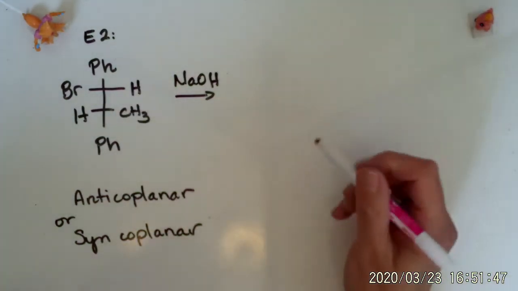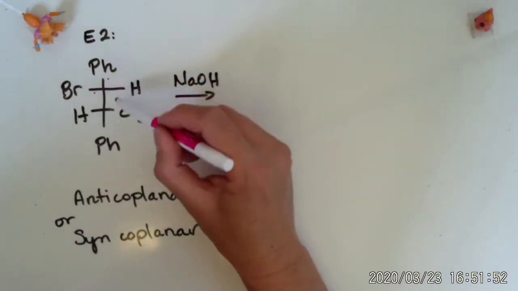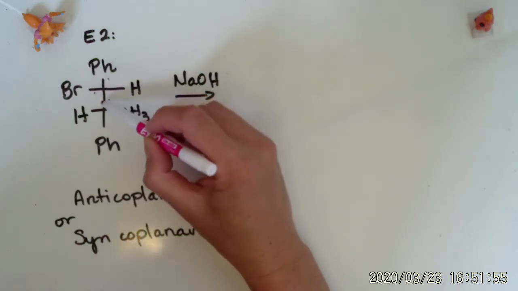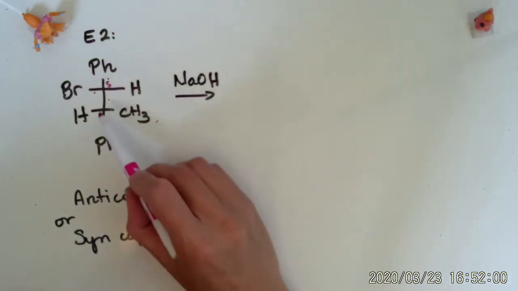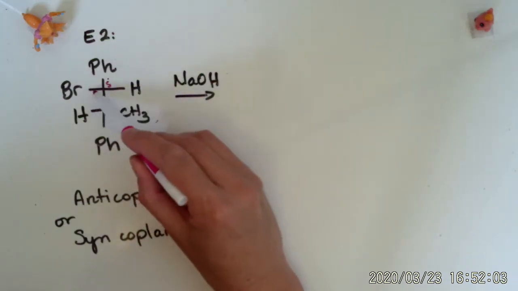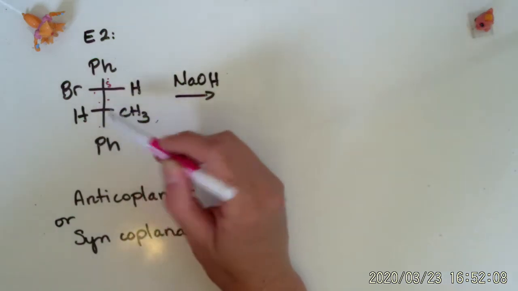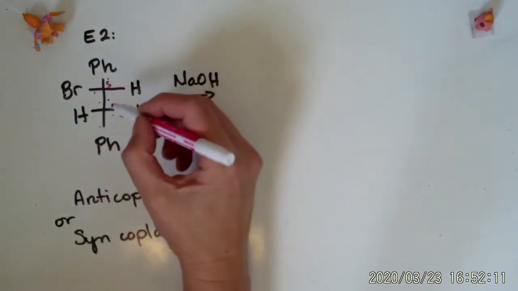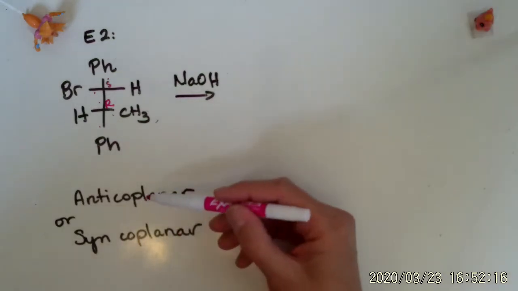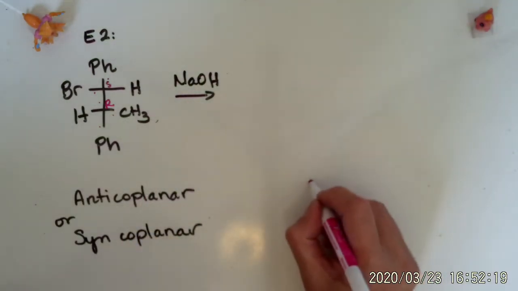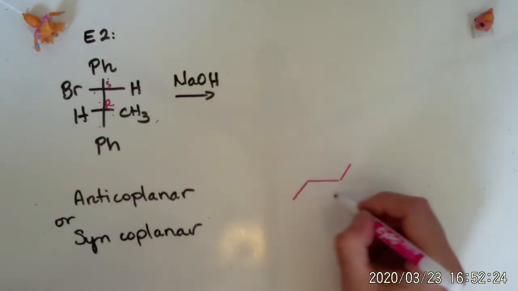If we go through and take this, this is 1, 2, 3, and H comes out, so this is going to be an S. This is 1, 2, 3, so that's an R. And right now we can't quite see the stereochemistry. We want to be able to draw it, so let's draw it.